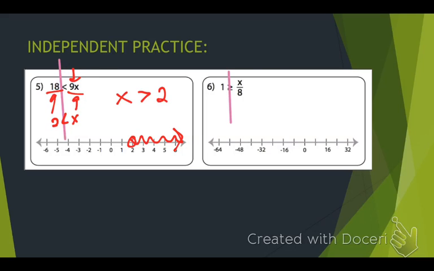Once again, the x is on the wrong side. Congratulations. Found it. Do the opposite of divide by 8. Multiply by 8. 1 times 8 is 8. Less than or equal to x. We need to flip it. X is less than or equal to 8.